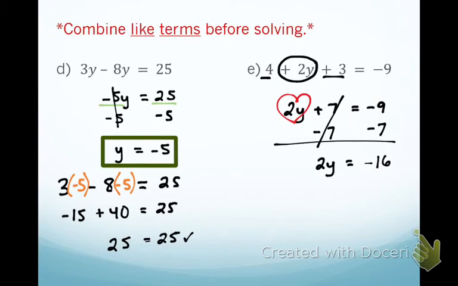Luke, what should I do to get y by itself? Divide by 2. Okay, very good. We're going to divide by 2 on both sides.